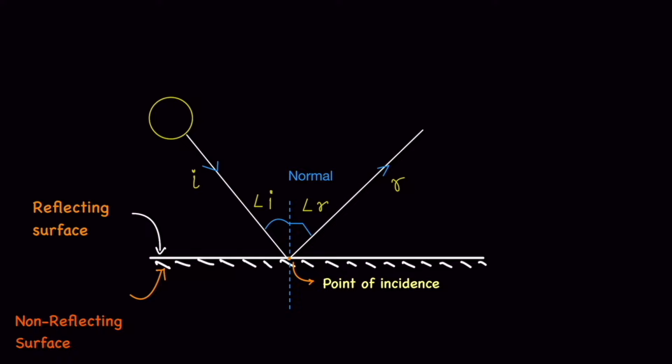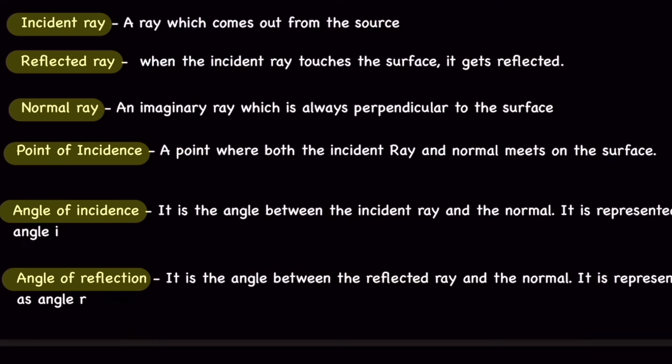Similarly, the angle formed between the reflected ray and the normal is called the angle of reflection. Now we will define each and every term we discussed. Incident ray: a ray which comes out from the source. Reflected ray: when the incident ray touches the surface, it gets reflected. Normal ray: an imaginary ray which is always perpendicular to the surface.